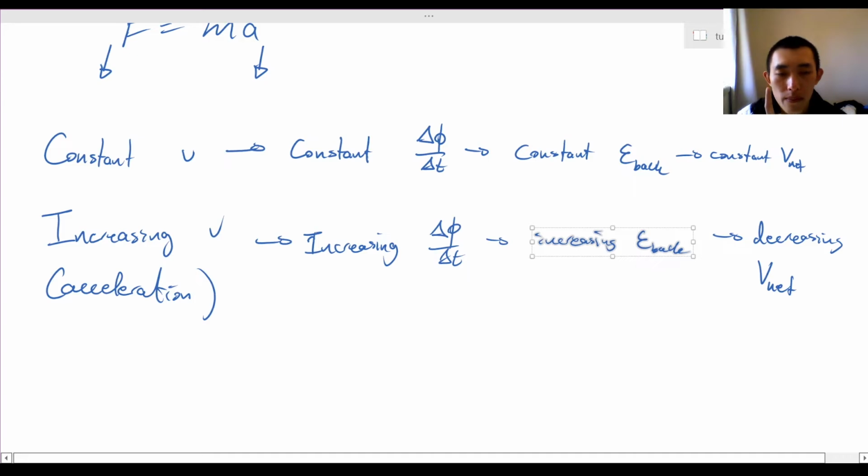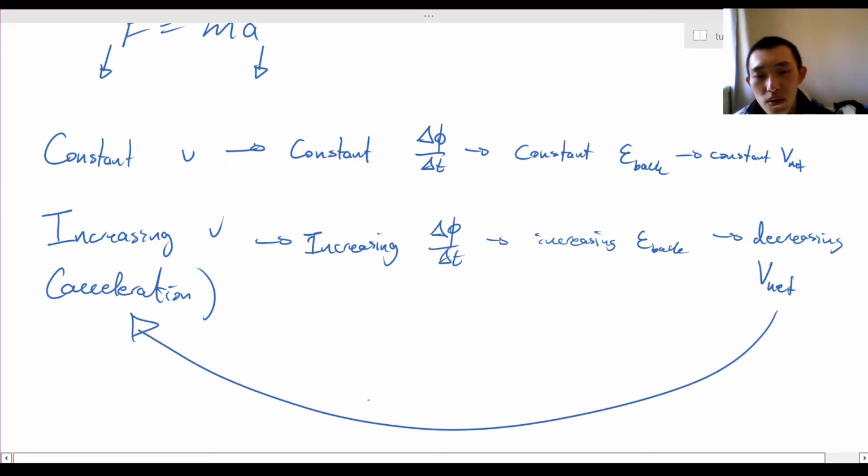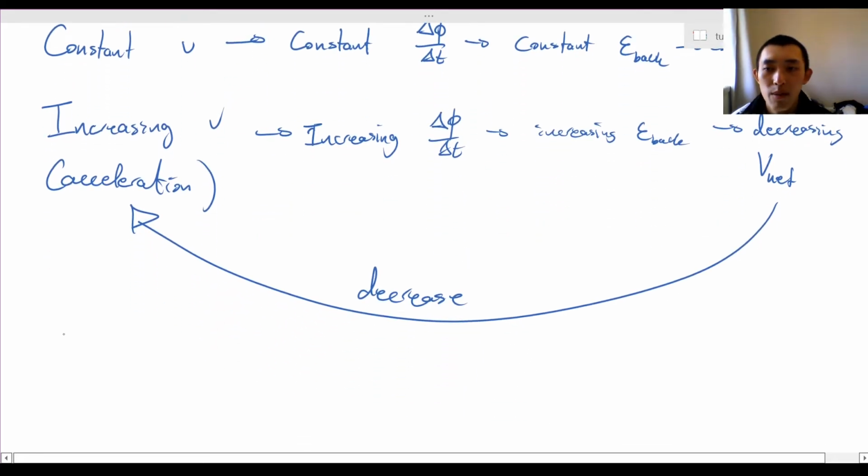So you see that by virtue of increasing our back EMF, it's going to decrease our V net and all that other garbage. But basically, this decreasing V net is now going to decrease our acceleration. So then we have less. Our velocity increases slower. Our change in flux over change in time increases slower, and our back EMF increases more slowly.